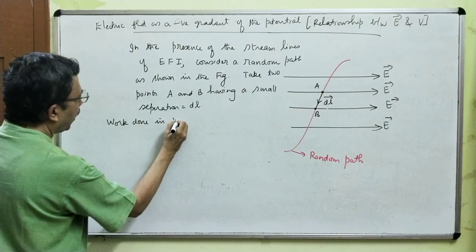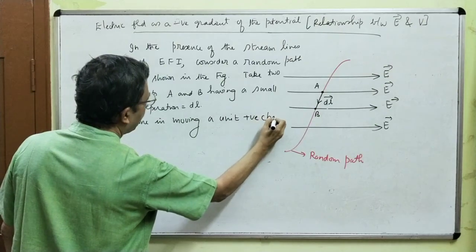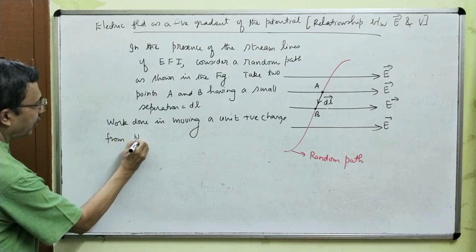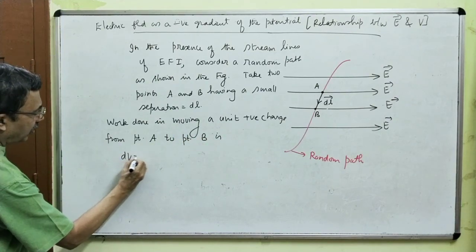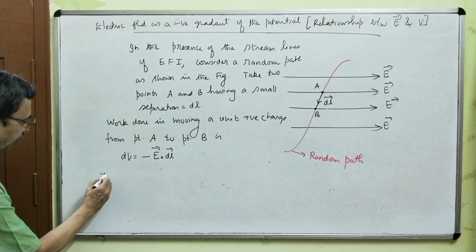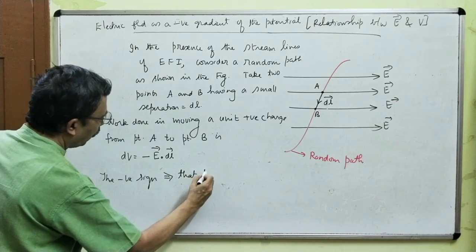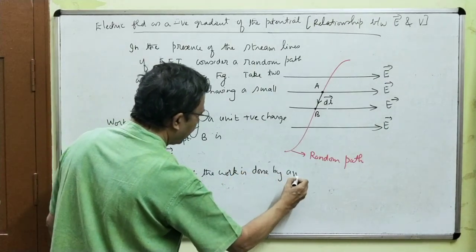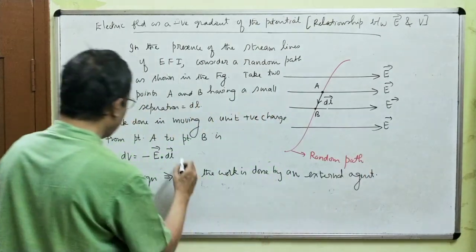Work done in moving a unit positive charge, meaning 1 coulomb charge, from point A to point B is dV equal to minus vector E dot dl. The negative sign implies that the work is done by an external agent. This I will call equation 1.